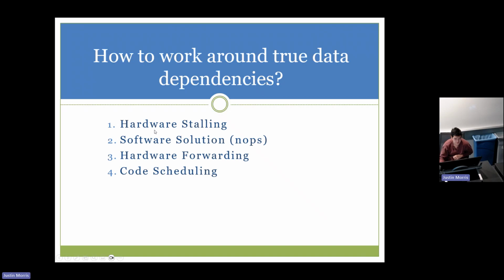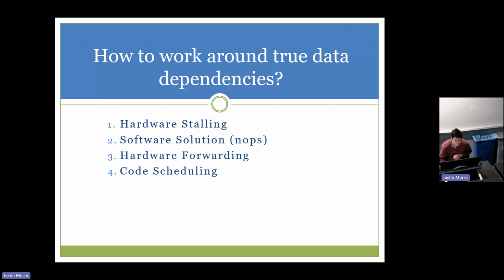So here are our solutions for working around these true data dependencies. The first one is, like you mentioned, just stall it. Every time we have this problem, we just look at the register operands of the instructions that are still in the pipeline, look at the registers that we're reading from. Are they the same? If they're the same, stall until we can get that result back.